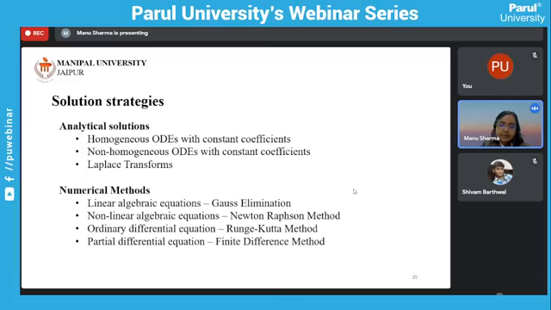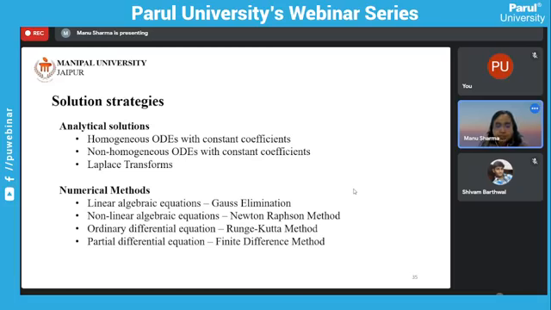For linear algebraic equations, Gauss elimination is the most common method. For nonlinear algebraic equations, we go for Newton-Raphson methods. Ordinary differential equations are solved with the help of Runge-Kutta, and partial differential equations we solve using the finite difference method. These are the general ones. Other methods are also available, and numerical method is the most commonly employed in chemical engineering because it requires the least effort.